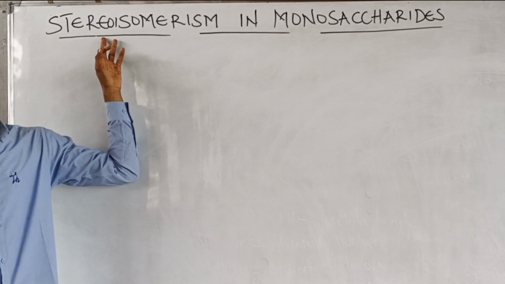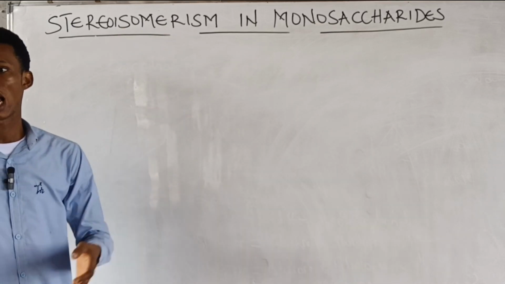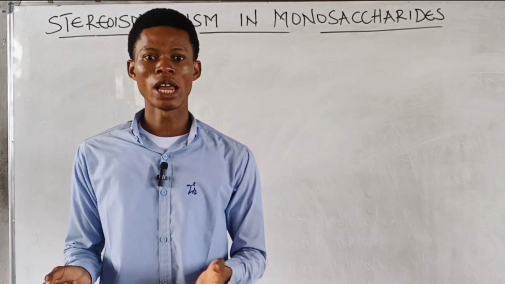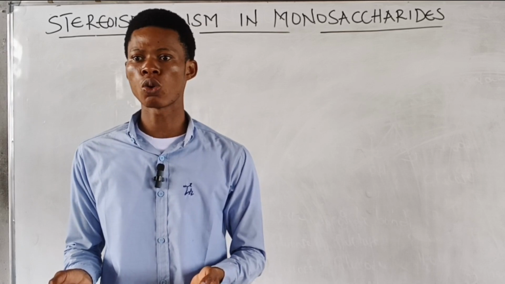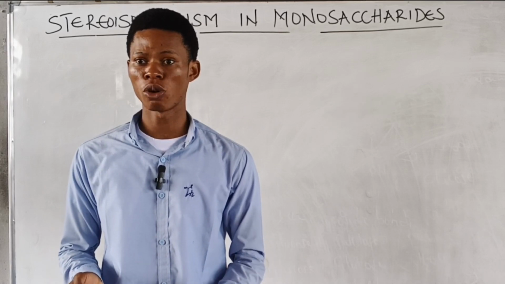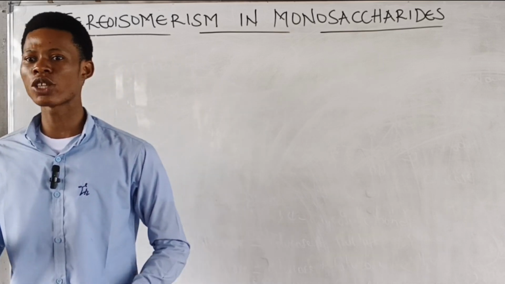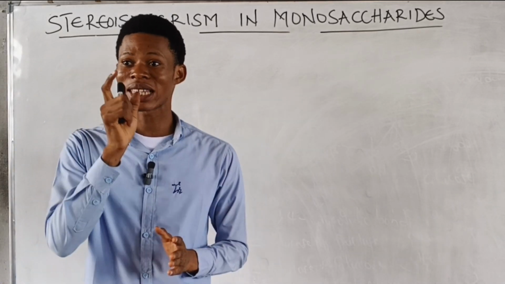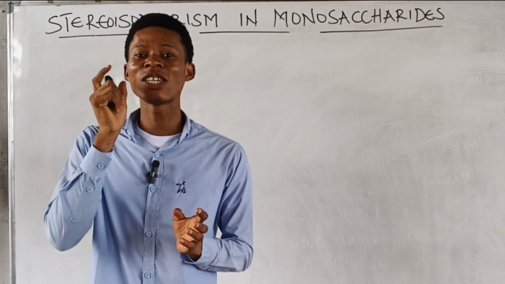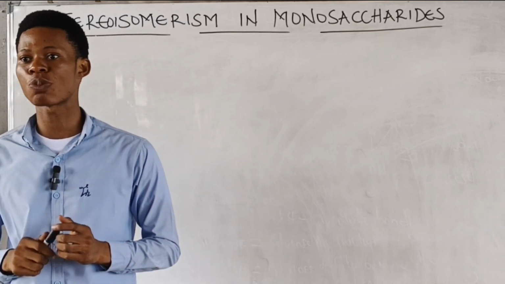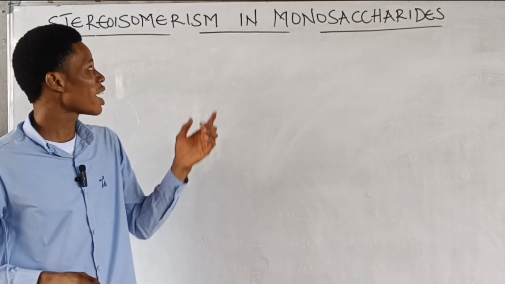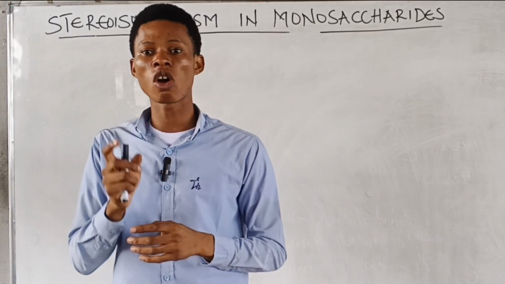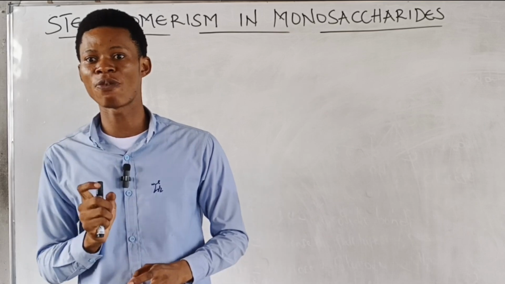Orientation in space. We already know that isomers are compounds having the same what? Molecular what? Formula, but what? Different structural formula, right? Now, stereoisomers have the same molecular formula and the same structural formula, but different orientation of the atoms in space. So, with stereoisomers, everything remains the same, but the orientation of the atoms in space is what differs.